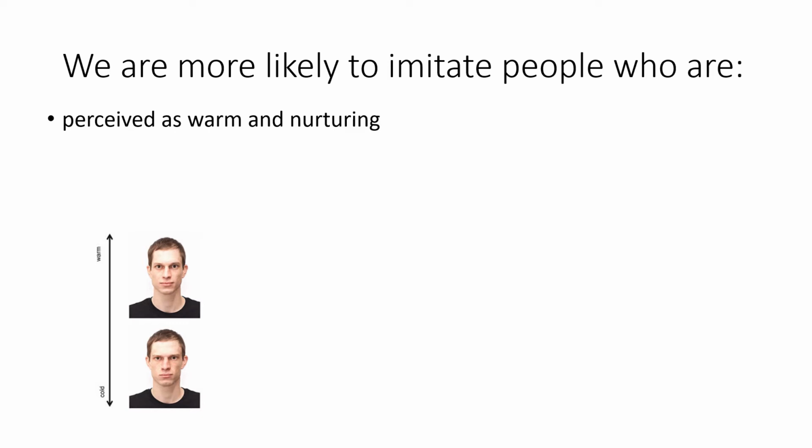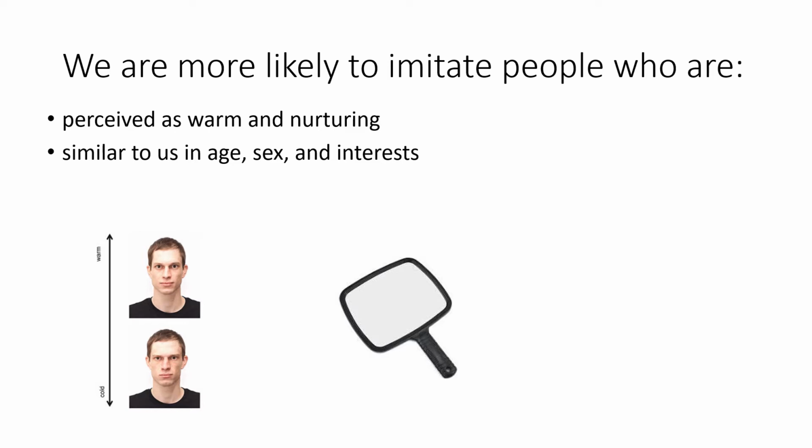And so if you're dealing with someone who's cold, you're probably not going to imitate them. But if they're warm and nurturing, maybe those are things that are valued by you. You're more likely to imitate that person. You're also more likely to imitate people who are similar to you. And I said this in a previous lecture about, would I imitate someone who dunked a basketball? Well, because I'm short and I'm not tall and I don't have an interest in basketball, I probably wouldn't be likely to try and imitate that behavior.